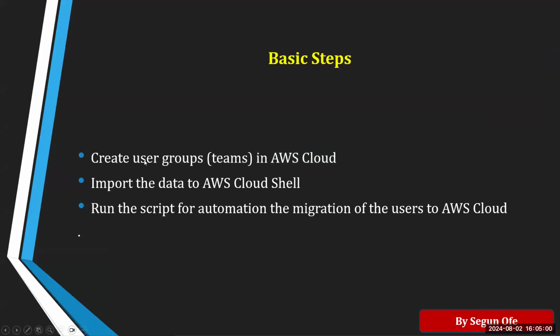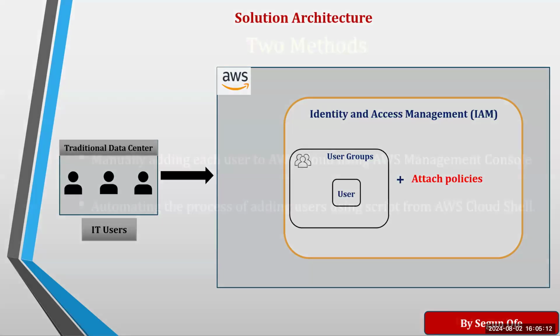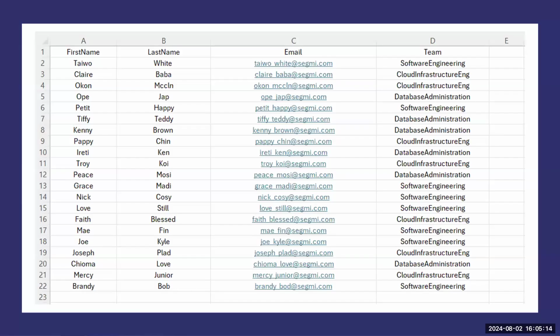So we've created a user group in AWS Cloud. The next thing is that we have to import the data to AWS CloudShell. So what data are we talking about here? Let's go back to the data that was given to us. This was the data that was given to us.